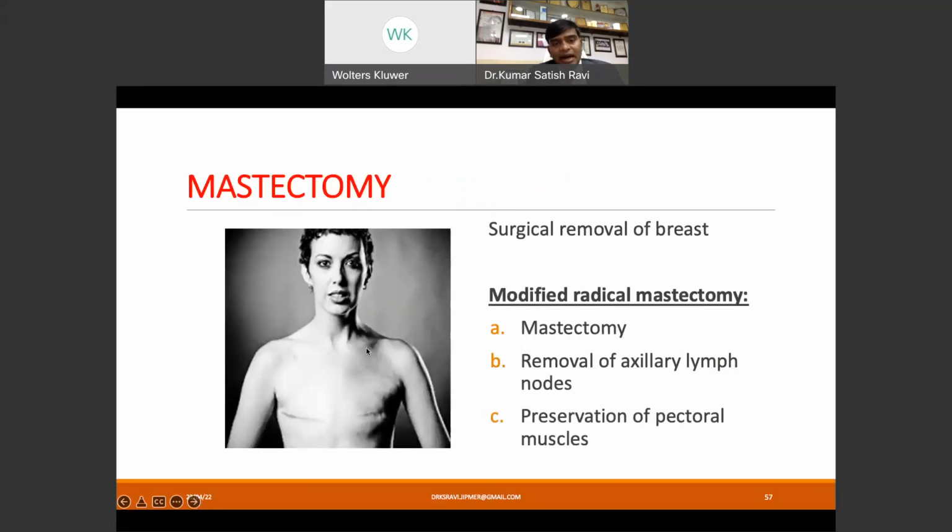Then for surgical removal, there is a procedure we call mastectomy, in which the breast is removed. It may be a modified radical mastectomy, which involves removal of the axillary lymph nodes and preservation of the pectoral muscles. During this surgical treatment, there are requirements when we have to remove the breast, and that procedure, the surgical removal of the breast, we call mastectomy.